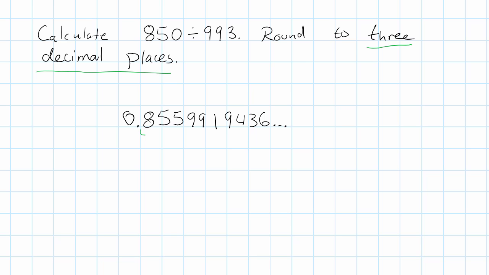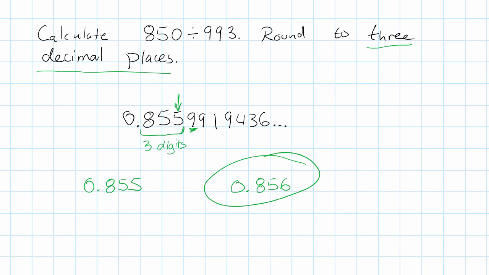Right, so this is 3 decimal places. That means that I want these 3 digits after the decimal point. Right. This is the place where the action is. My options are to truncate or to increase the last digit by 1. And this next digit is a 9. That's more than 5. So I want to round up. 850 divided by 993 is about 0.856.